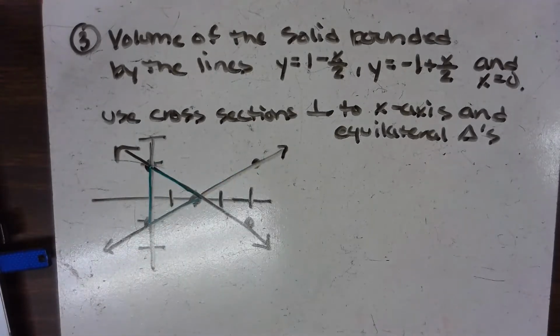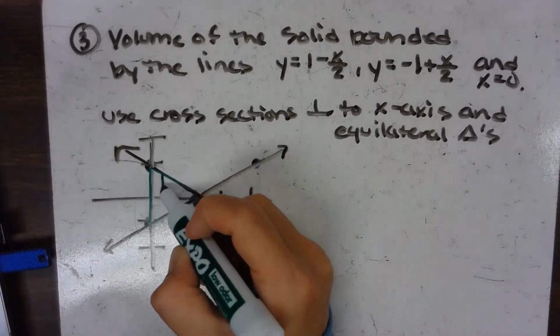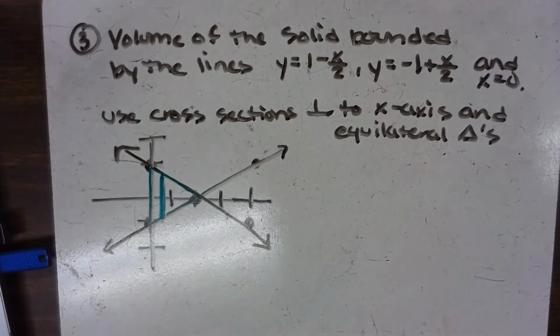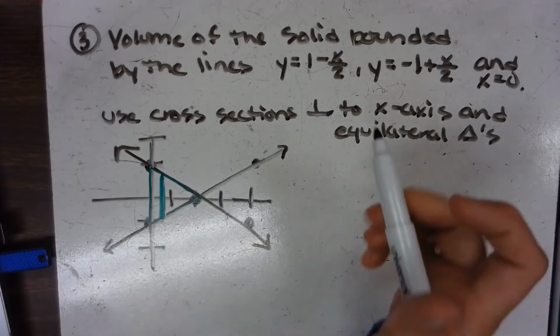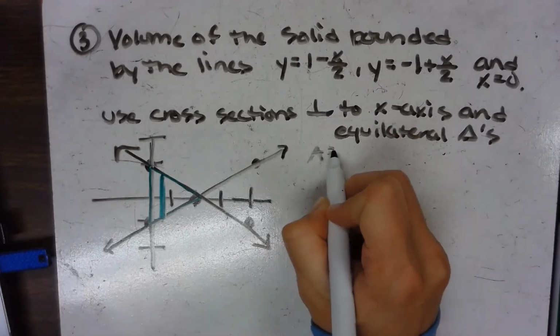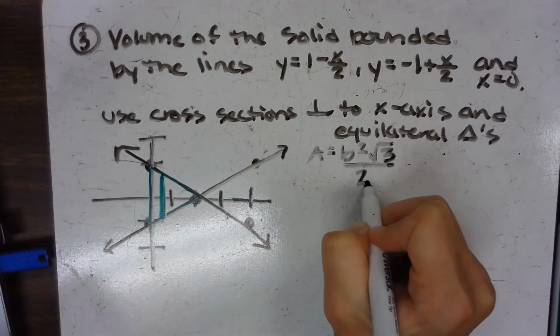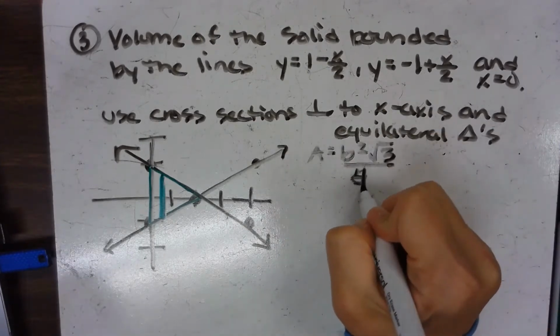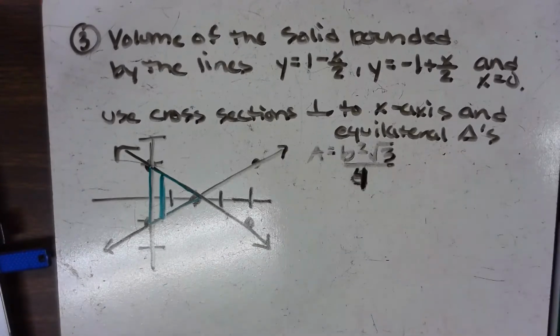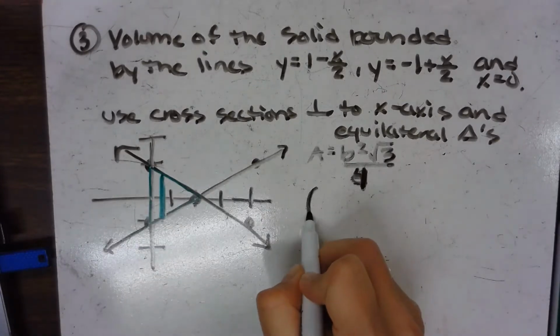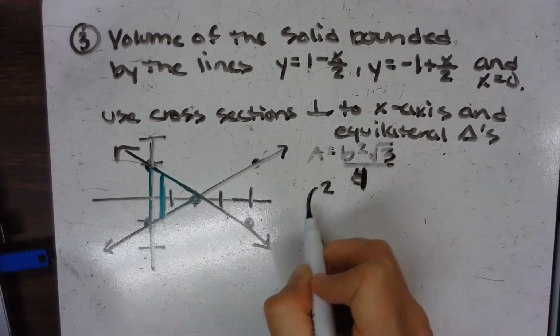But again, we're doing it through equilateral triangles. So basically, each thing coming out of here is going to be an equilateral triangle. If you remember what we just did, the area for the equilateral triangle was b squared times square root of 3 over 4. So this is what we are integrating. We're doing it for the x's from 0 to 2, so my bounds should be 0 to 2.